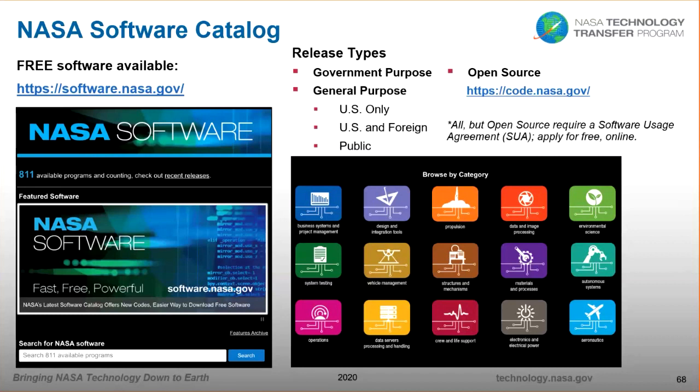So you have your government purpose. So for that, you need a government contract. General purpose, which has 3 different categories: U.S. only, so you have to be in the United States; U.S. and foreign, which is open to U.S. and foreign people in foreign countries; and then public. And we also have our open source technologies, which is at code.nasa.gov. And the little asterisk, as you can see here, says all but open source software requires a software usage agreement. So there is an agreement involved with all of the software other than the open source software.